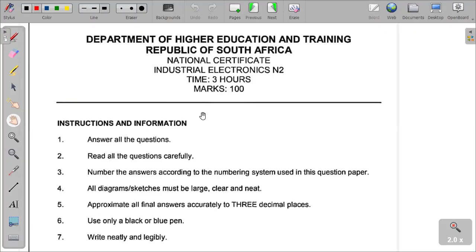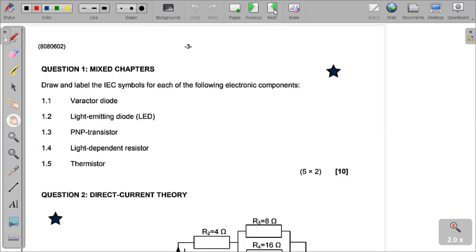I will skip the instructions for the sake of my time and progress, but I do advise you that when you're in the exam, go through them to understand them. It's very, very important. Question number one was on mixed chapters. Draw and label the IEC symbol for each of the following electronic components.